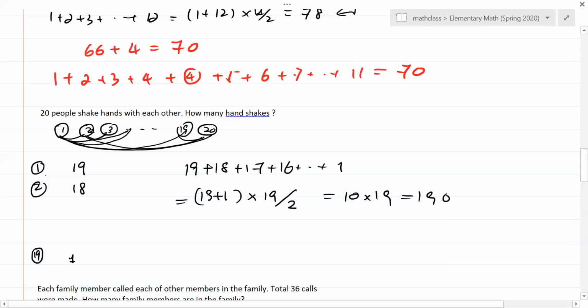Let me repeat again. You line up those 20 people, right? Then you start with the first one. That's the first one to shake hands with everybody. After he's done, he's out, right? So he shook hands 19 times. He's out because people cannot shake hands back with him. So you remove him. Then the second person does the same way, so you get 18 times. That guarantees everybody shakes hands with each other only once. Got it? I hope you understand this, okay?